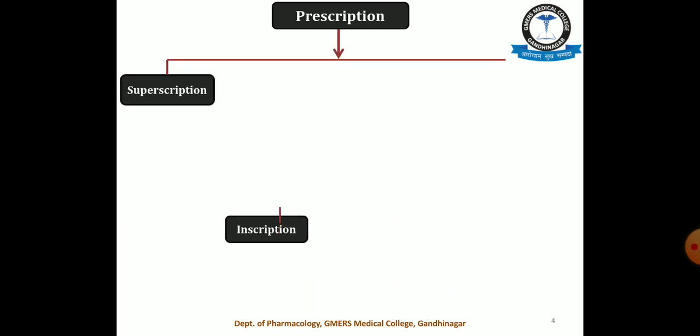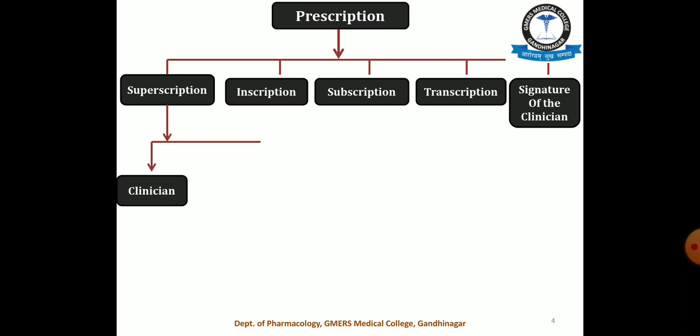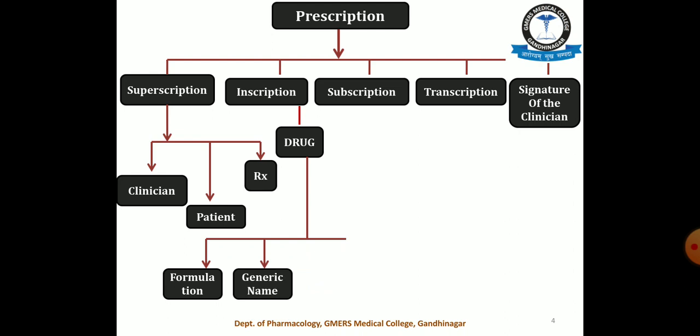Now what are the parts of the prescription? It contains superscription, inscription, subscription, transcription and signature. In the superscription, the details of the clinician like name, degree, address and date, patient name, age and address, and symbol RX. Inscription is very important, it is the heart of the prescription. It contains all the details about the prescribed drug, including the formulation, like whether it is a tablet or capsule or injection or transdermal patch or inhalation, etc. Then the generic name in capital letters, then strength.